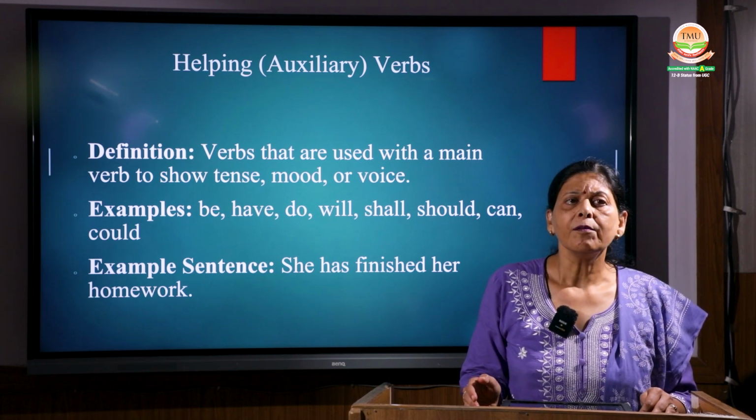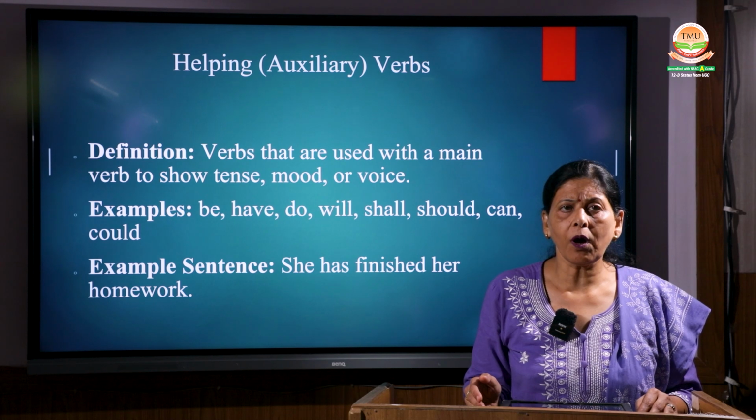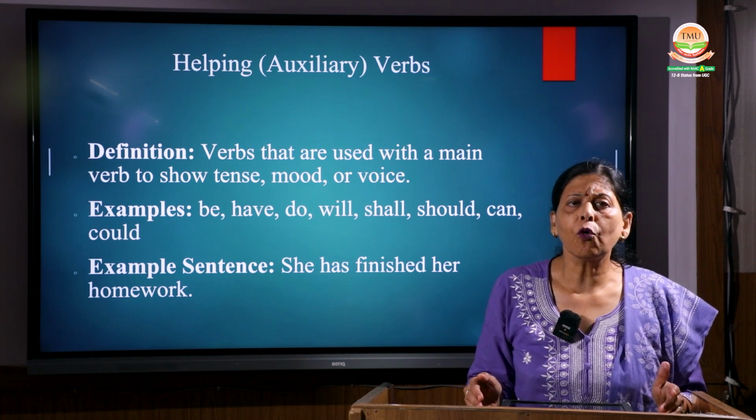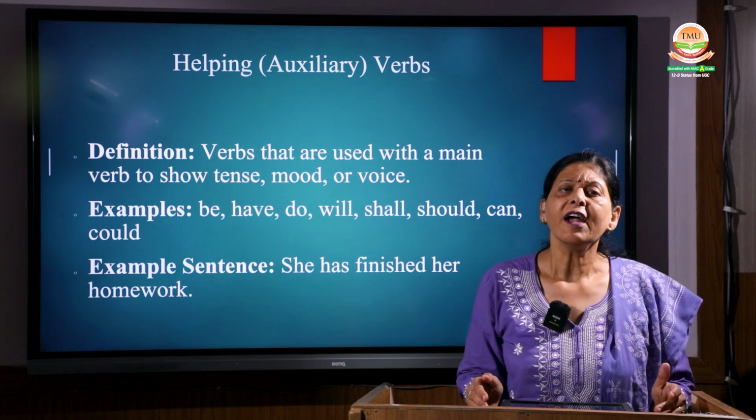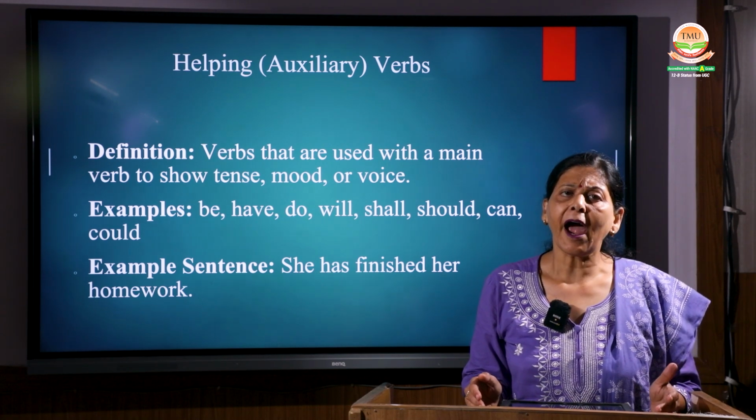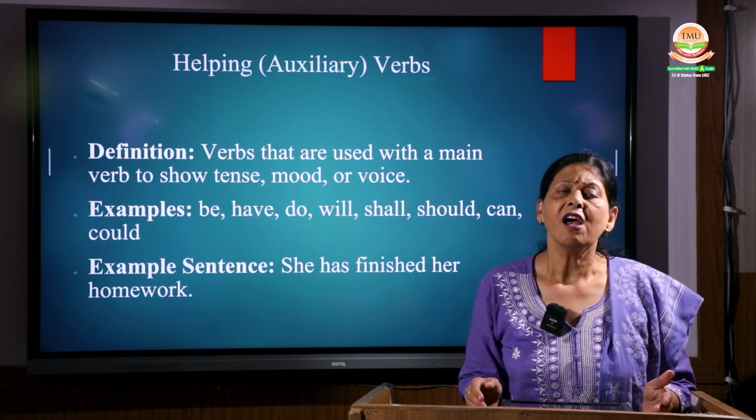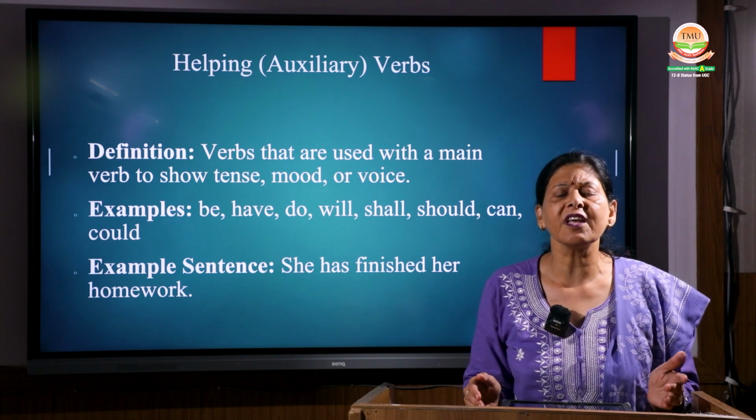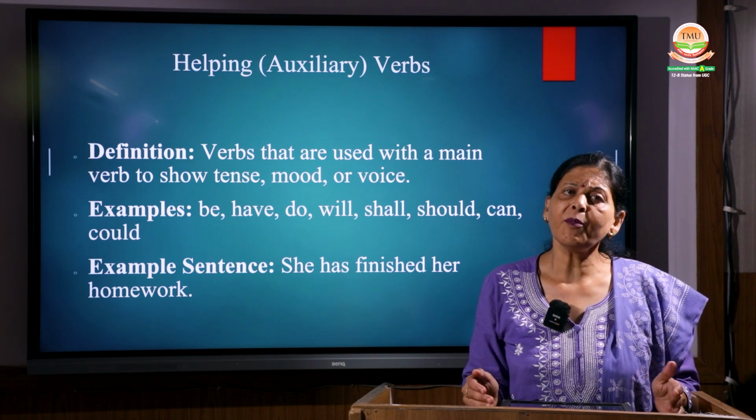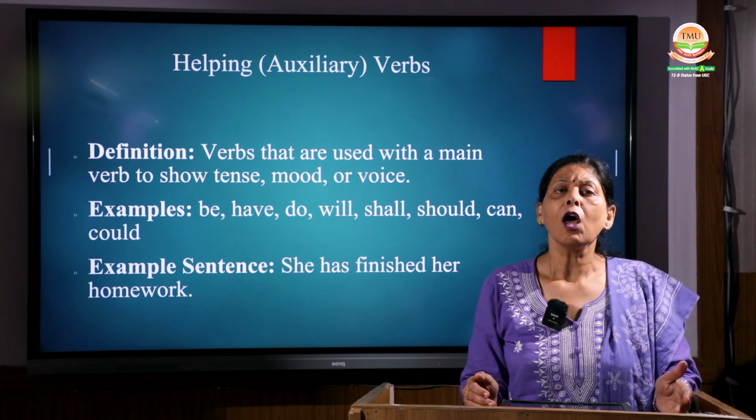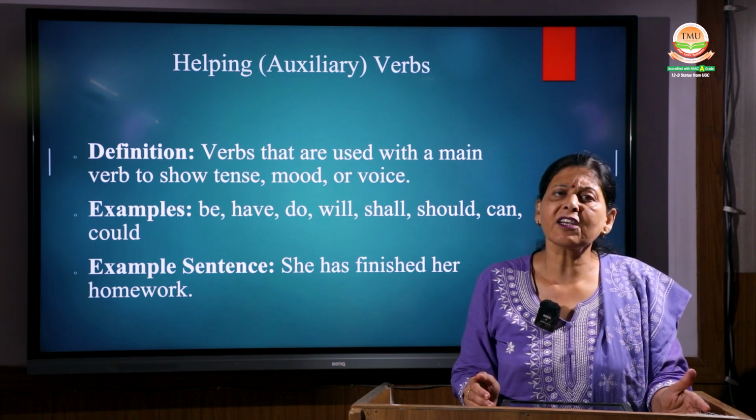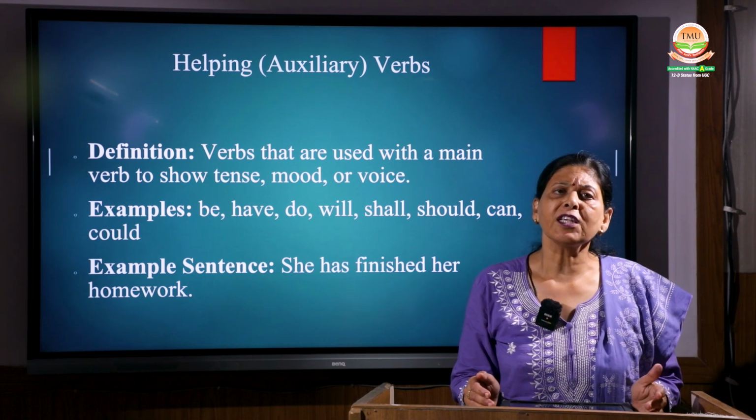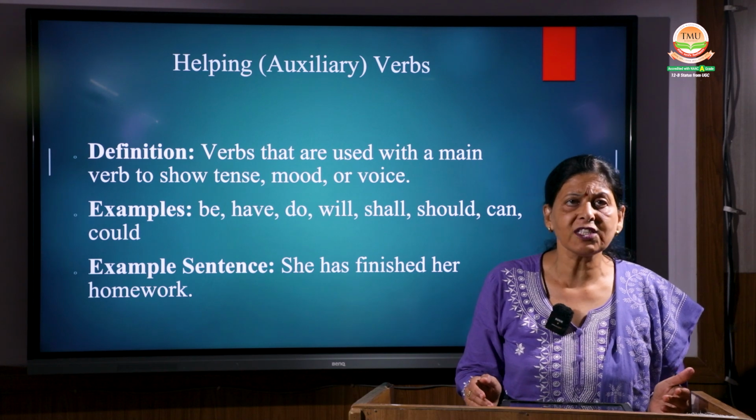Now the second is, she had finished the work. Again, had and finished is the past perfect form of the tense, meaning subject plus had plus third form of verb plus object. This is past perfect tense, and past perfect tense shows that the action has been completed in the past. So here the meaning changes. In the first sentence, when we used has, it shows the action has been done in the present perfect tense, but when we use had, it shows that the action has been done in the past perfect tense, meaning in the past the action has already finished.